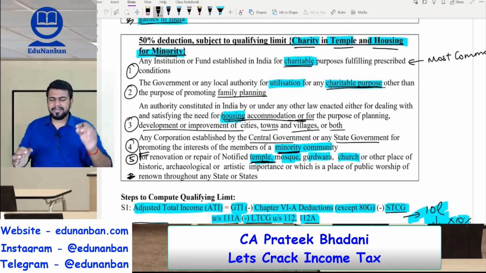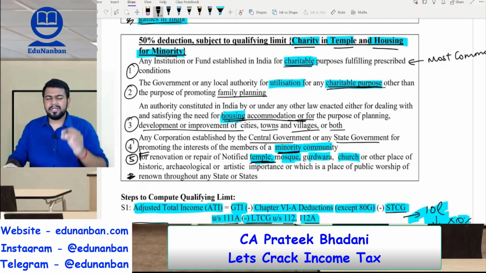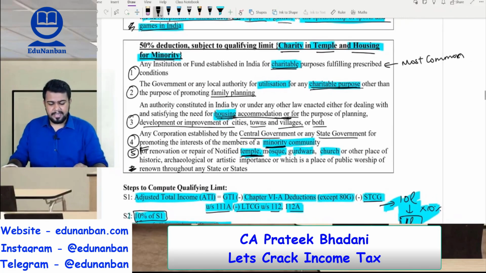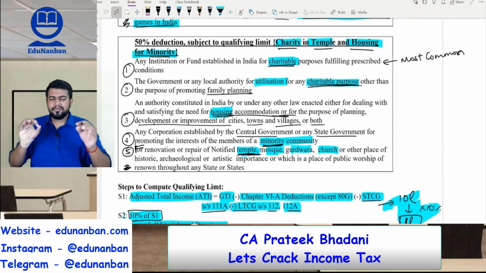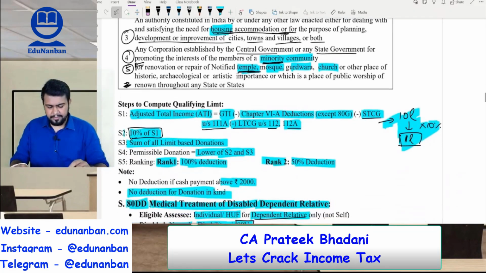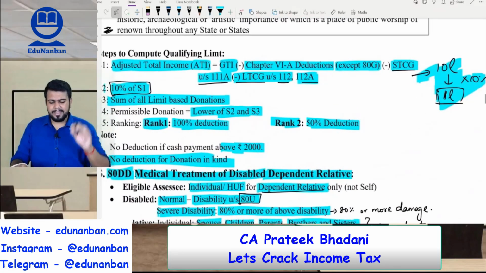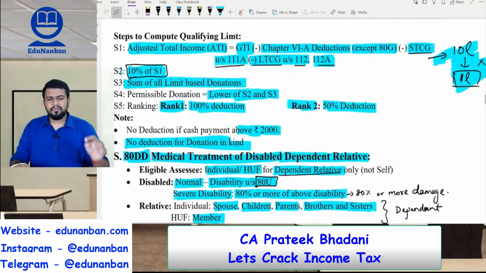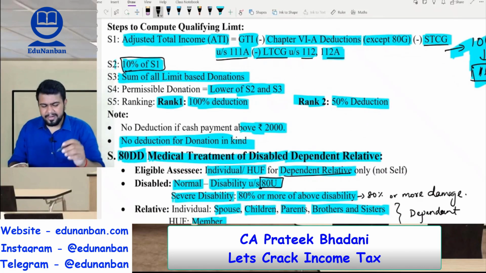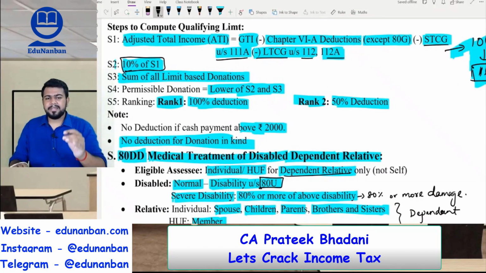If one of these keywords is coming in the institution name, it means it is covered in the 50% limited category. It means that 50% of the donation is allowed as deduction. However, the donation should be within the limits. Now, what is the limit? Let us see. Sir, what is the limit? The limit is 10% of adjusted total income.